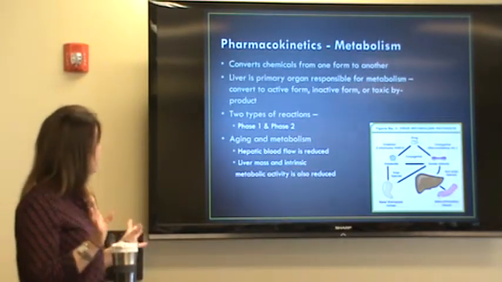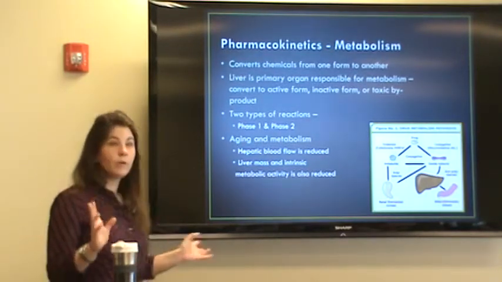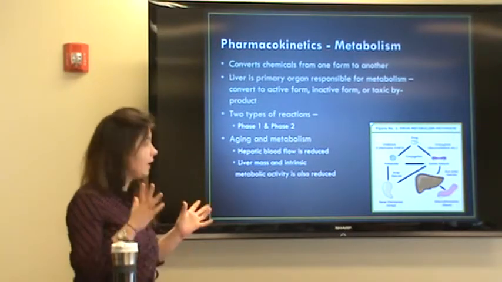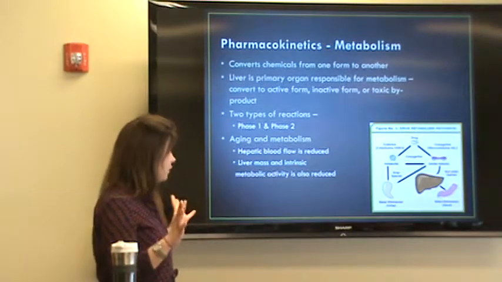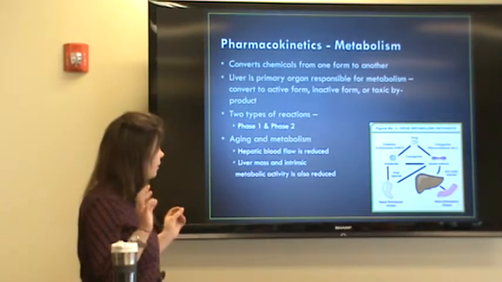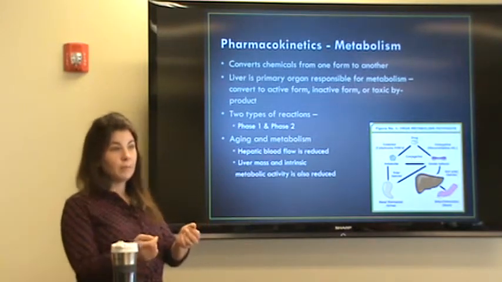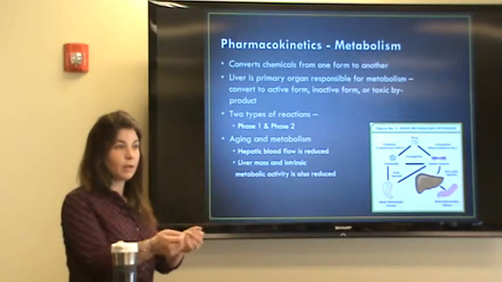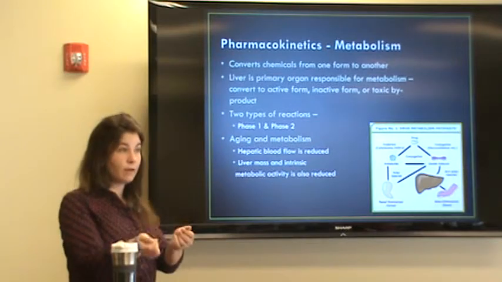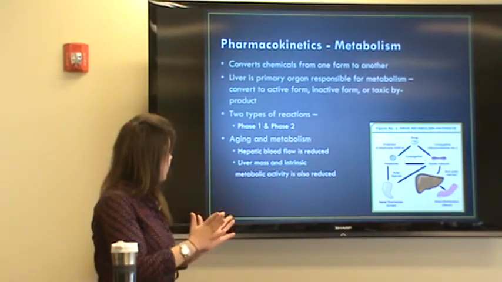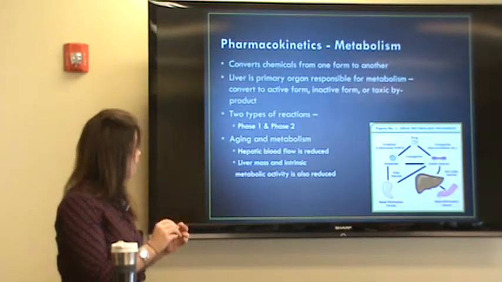So the next parameter that we're going to talk about is metabolism. So metabolism basically means we're converting chemicals from one form to another, right? And the primary organ that we have in our body that likes to metabolize drugs is our liver, okay? So as you're elderly, your liver changes for a couple reasons. First of all, the blood flow is reduced in your liver, right? So getting the drug to where it's going to be metabolized is slower, right? Because that's what moves the drug through our body, our blood flow. So it's going to be slower getting to the liver. Also, the liver mass is smaller in elderly patients, and the intrinsic metabolic activity is also reduced.